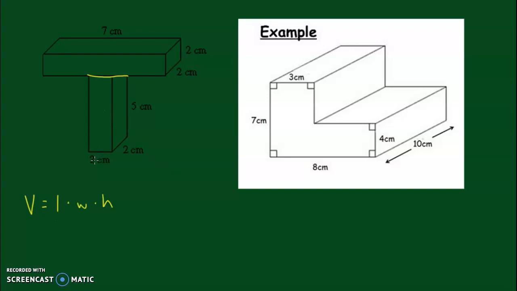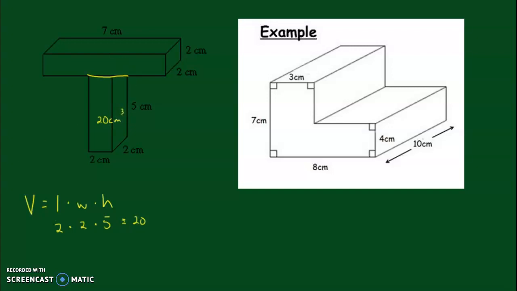So our length is 2, our width from front to back is also 2, and our height is 5. So for the bottom portion, 2 times 2 times 5. 2 times 2 is 4, times 5 is 20. So the volume of this portion is 20 centimeters cubed.